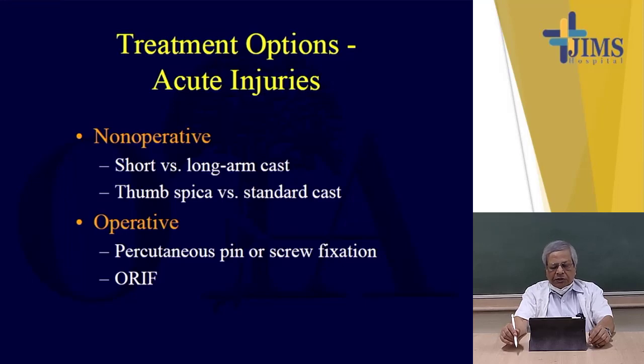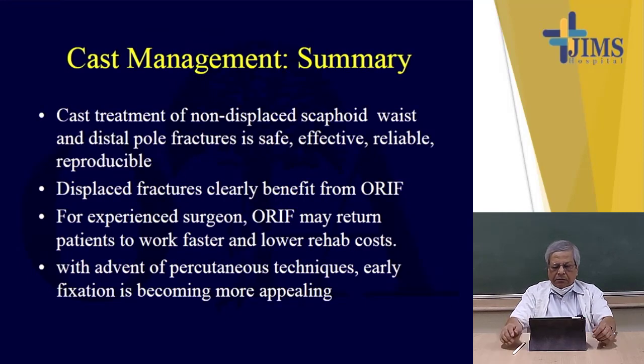The treatment options in acute injuries are either non-operative, with a short versus long arm cast. Long arm means including the elbow, or a short arm cast up to below the elbow, preferably including the thumb. Or operative: percutaneous pin or screw fixation, or open reduction internal fixation.